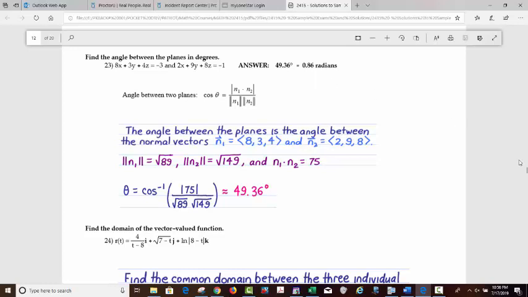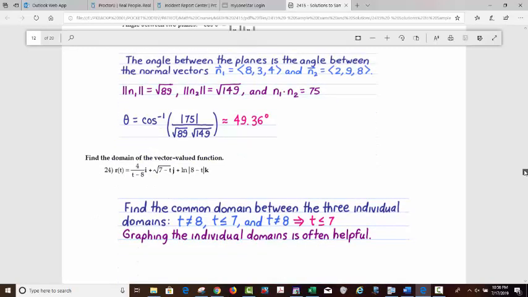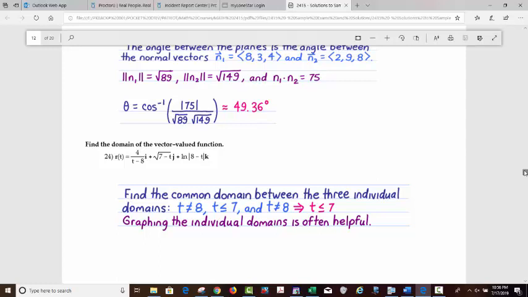So there we go, takes care of that. Domain. Now we're getting to the chapter of vector valued functions. The domain of a vector valued function is the values for t that can be used in all components. So basically, if it's true for one, it's got to be true for all.